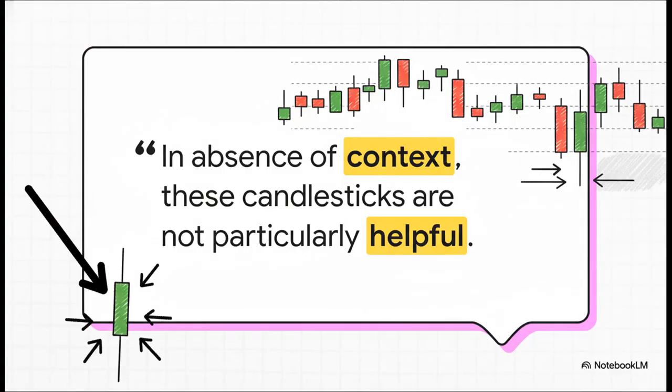Now listen up, because this is probably the most important rule of all. Context is everything. A hammer candle showing up after a long, nasty downtrend, that could be a huge buy signal. But that exact same candle shape in the middle of a messy sideways market, it could mean absolutely nothing. Where a candle appears is just as important as what it looks like.